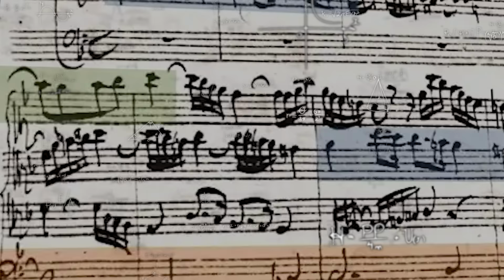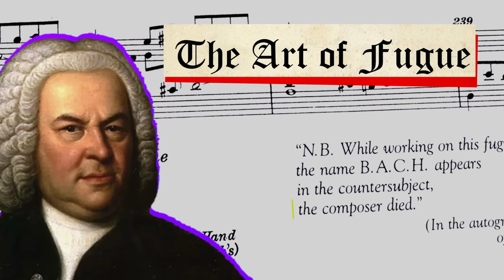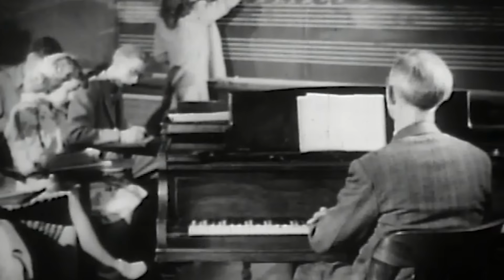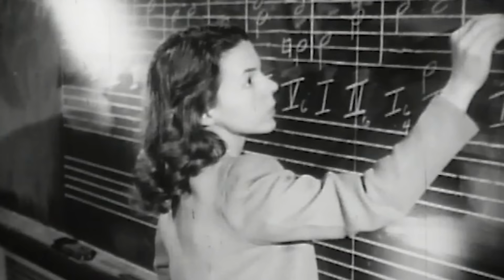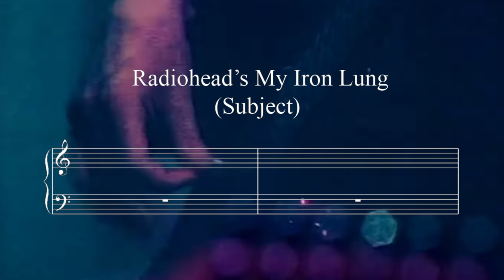And while the topic of fugues is super fascinating and interesting, in the interest of time, I'm just going to boil it down to saying that the absolute champ of fugal writing is Bach, who not only wrote fugues throughout his entire life, but also died while working on his monumental definitive piece, The Art of Fugue. It's a technique that a lot of music students, including myself, learned in music school. For example, here's a fugue I wrote based on the guitar riff from Radiohead's My Iron Lung.